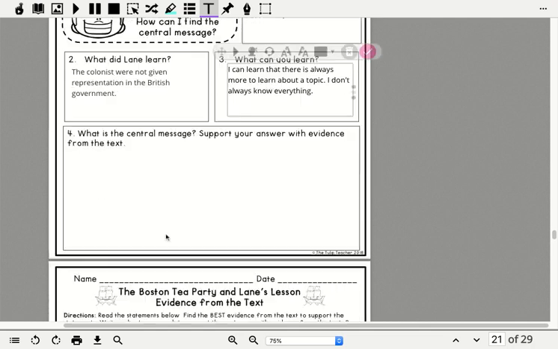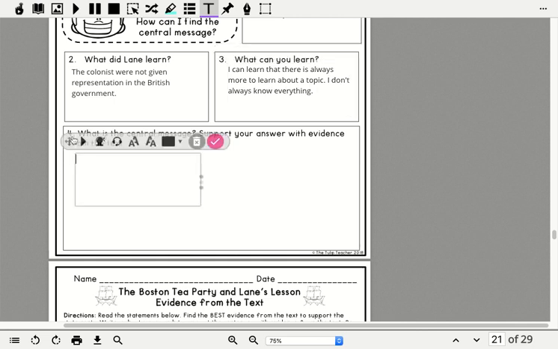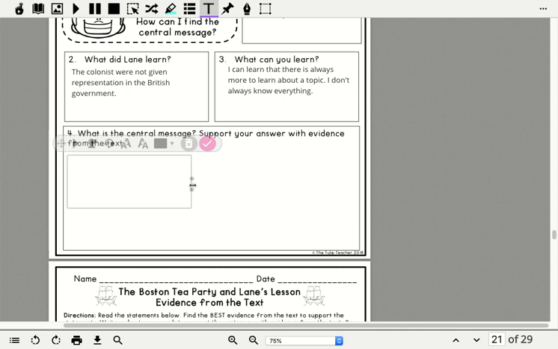So now we're coming down here to this last question, and notice they give you a huge box. That means they're going to want us to have a bigger answer. So what is the central message? The central message is you can always learn something new. Now it says to support your answer with evidence from the text.